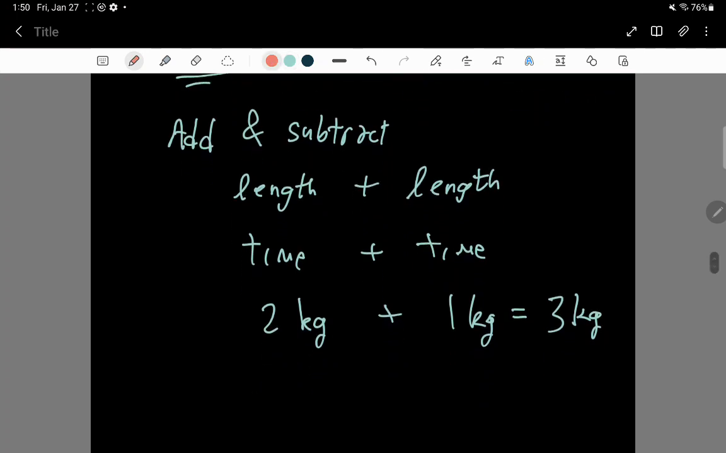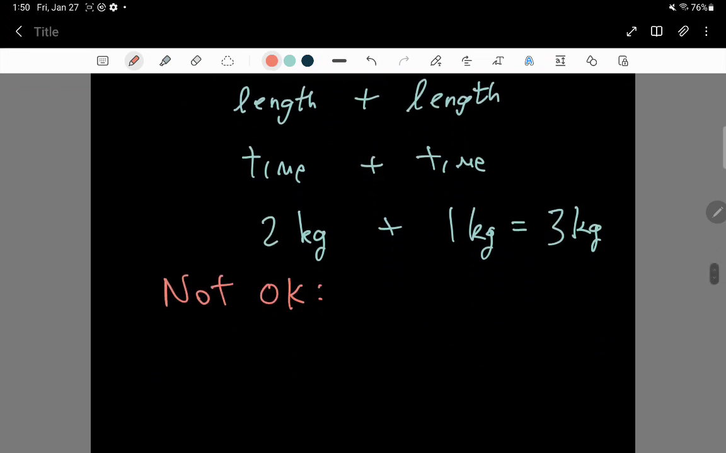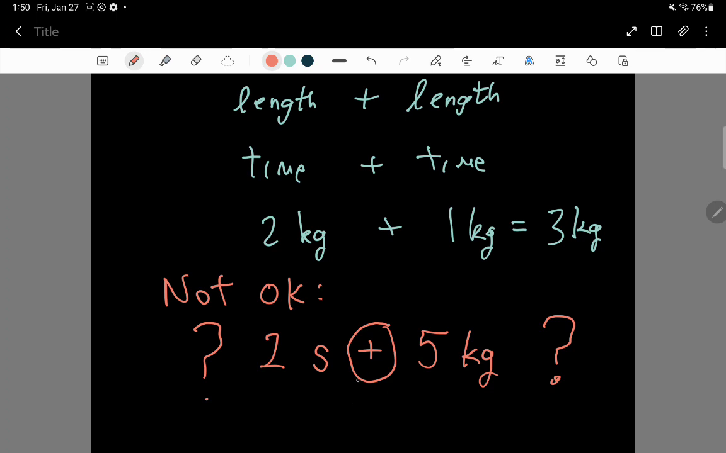But here is something that is not okay. What if you took 2 seconds of time and tried to add it to 5 kilograms of material? Nobody will know what you're talking about, right? Because this plus doesn't mean anything, right? There is no physical result that looks like 2 seconds plus 5 kilograms. You cannot add and subtract in different dimensions.